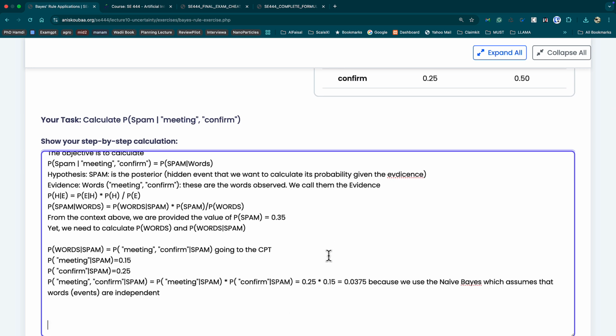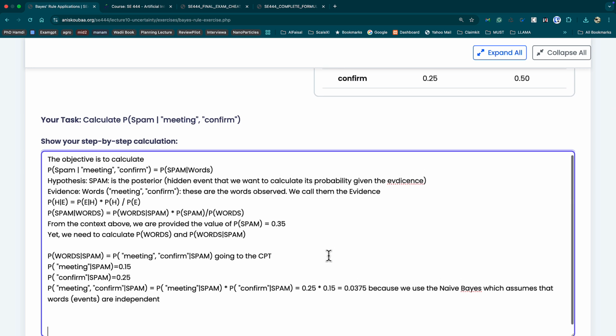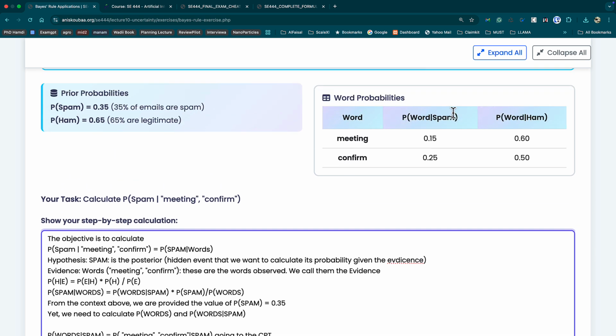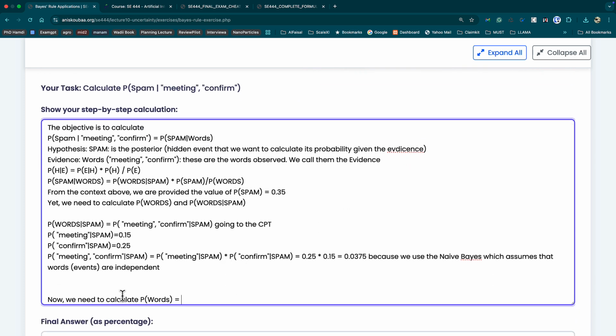And then what is remaining? Now we need to calculate the probability of words. So now from this table I have probability of words given spam and probability of words given ham. So using the rule of total probability, which is this one.